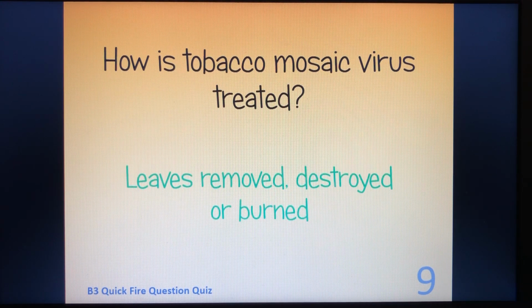Okay, the answer is the leaves are removed, destroyed or burned. So I guess in some ways it's not really treating it, it's just stopping the spread. Okay, so slight trick question there. It's just stopping that from transferring to other parts of the plant and also onto other plants.